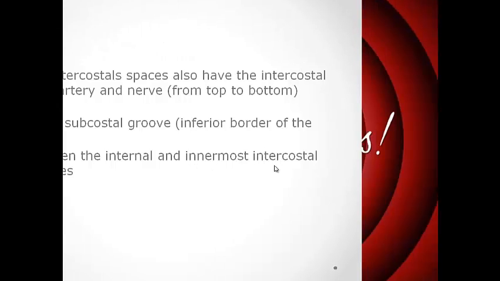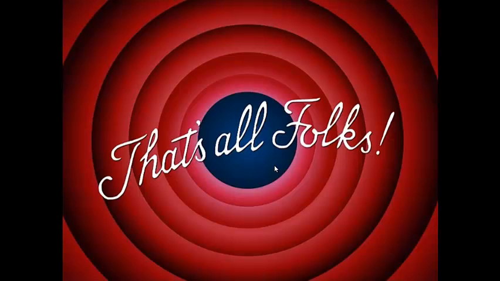Okay, now that wraps up what you guys need to know in brief about the thoracic wall. There are a few extra details, but I will be covering those in the form of an exercise so that you guys can go do some extra reading.